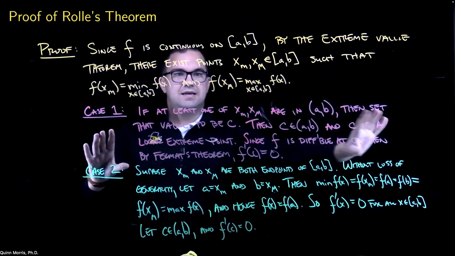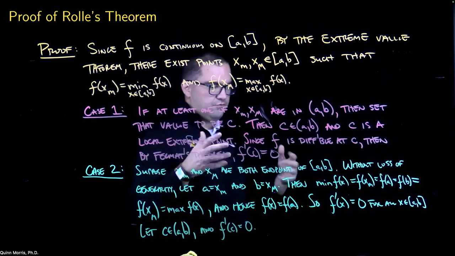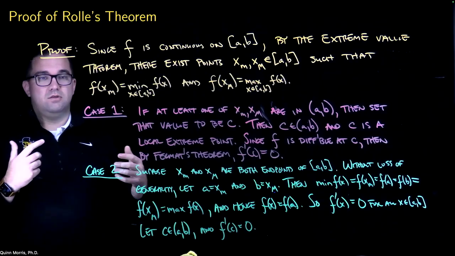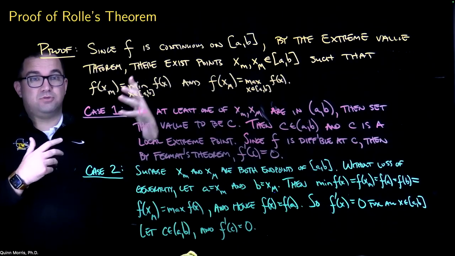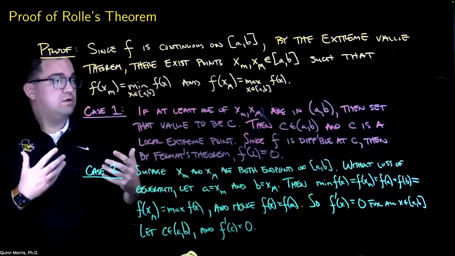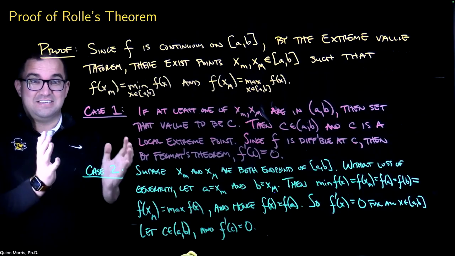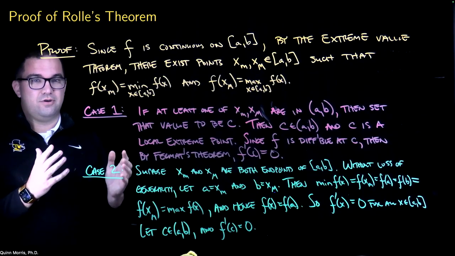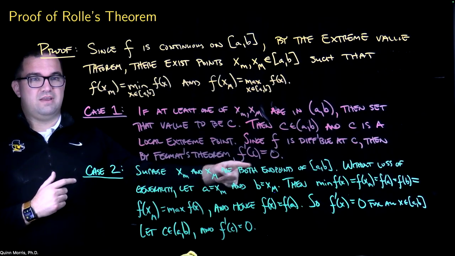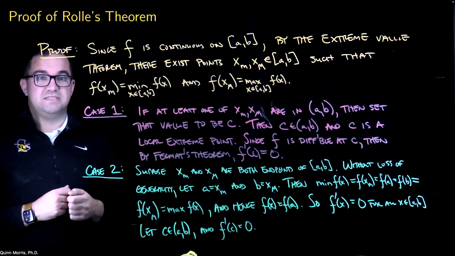The first case is where we can use Fermat's theorem. So the first case says, okay, under the hypotheses of Rolle's theorem, by the continuity, you must have an absolute maximum and an absolute minimum value that are achieved on your interval. So in case one, hopefully at least one of those would be in the interior of the interval. If it's in the interior of the interval, we can apply Fermat's theorem, and that gives us that the derivative at that point, at that absolute maximum or minimum value, must be 0.